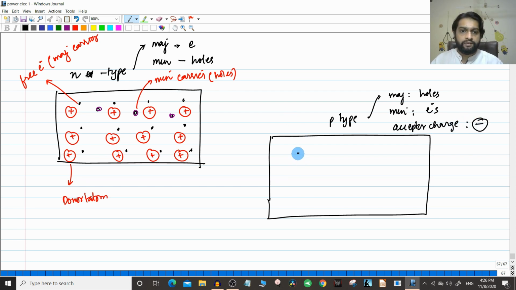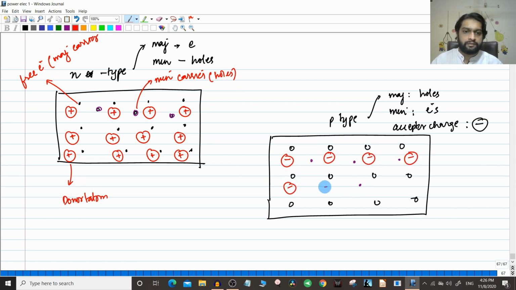Okay. So we will draw holes. Majority carriers are holes. So we will draw a lot of holes here. These are just schematic representations. The actual structure will be different; this is just for easy understanding. And then you are having your electrons. So minority carriers are electrons. So we will just draw a few. And the acceptor ions. What is the acceptor ions charge? It is negative charge. Negative, negative, negative. So many negative charges.